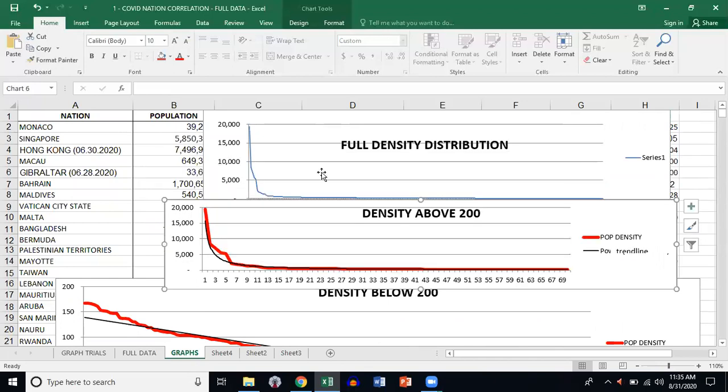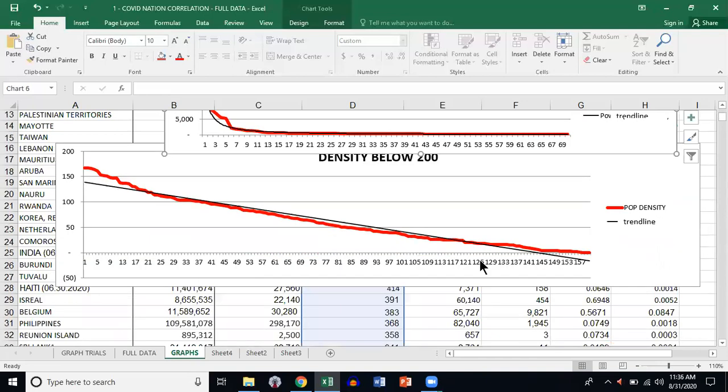Right, the lower end of this population density, at 200 or less, is basically linear. It is the best fit of this plot, the red line. The best fit is a straight line with a downward slope, which means an inverse or negative relationship, meaning that the lower the ranking, the lower the population density.